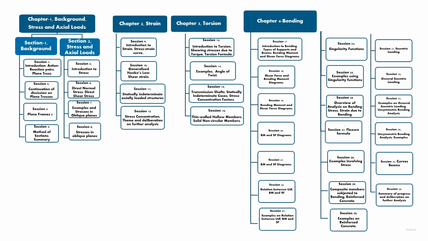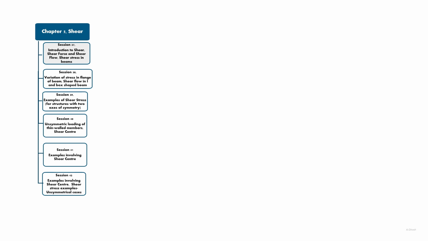These are the topics covered in the first 4 chapters. They give the background for what we'll study now, that is shear. Shear and bending are inseparably linked, so notions developed in bending will be used in this chapter. This is the chapter on shear and will cover 6 sessions. We'll first look at structures with 2 axes of symmetry and then look at unsymmetric cases.